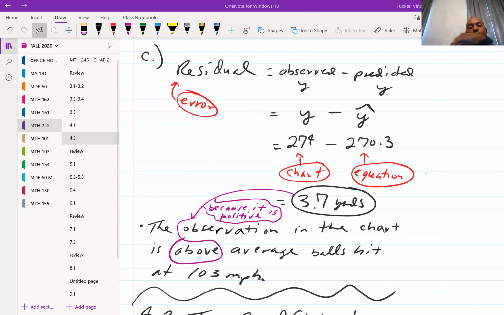All right. So everybody good? That's it for 4.3. Just the residual line, how you calculate it and what it means, how you would use it.